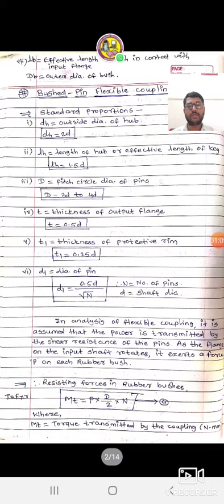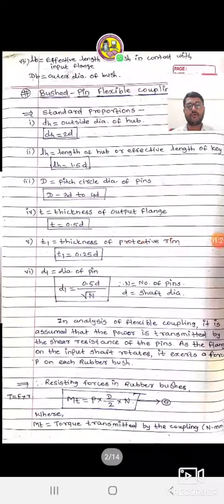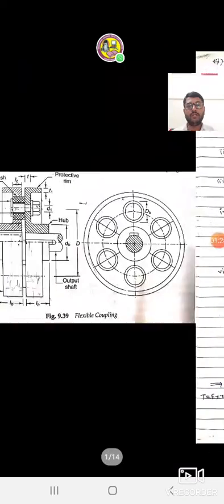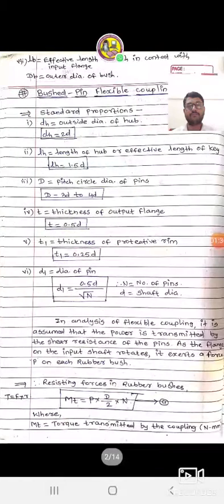Next, L suffix h, the length of the hub or effective length of the key, is LH equal to 1.5 times the diameter of the shaft. Here LH is the length of the hub, that is, the lower portion for the flange. Then capital D is the pitch circle diameter of pins, and its standard proportion is 3 times the diameter of the shaft to 4 times the diameter of the shaft.